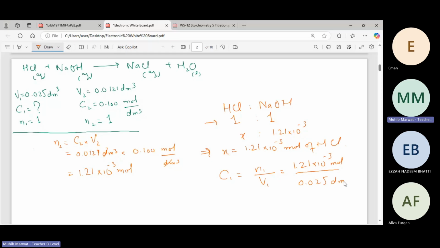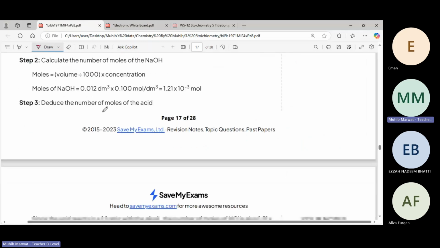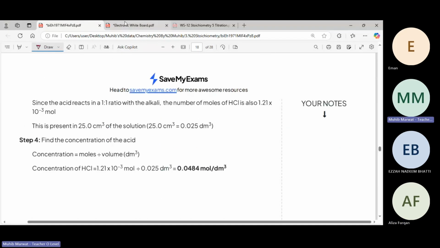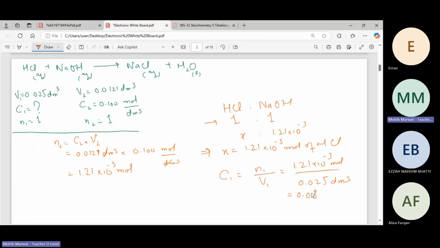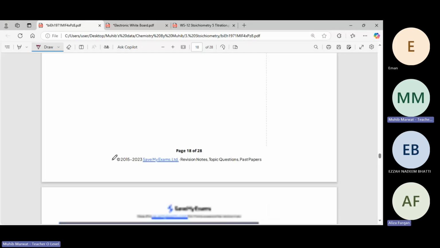0.025 dm cube. So its concentration will be, is it clear, Iza, Aliza, Iman? Yes, sir. 0.0484 moles per dm cube. And also the second simplest method, you can do it pretty much easily, right? You'll have to learn both, right? You'll have to do both.